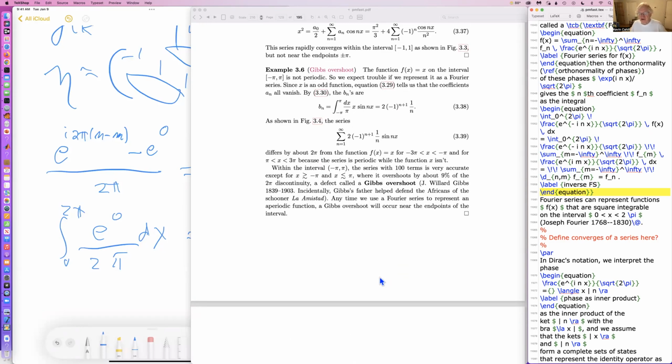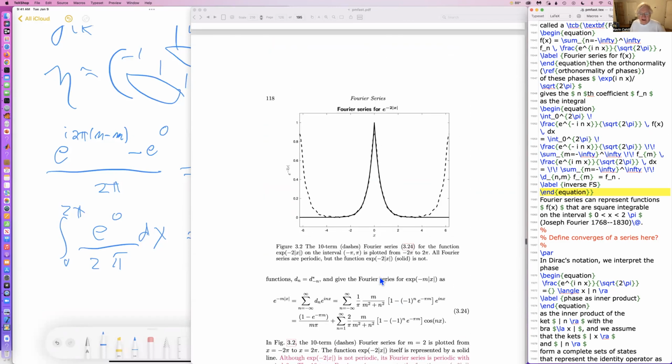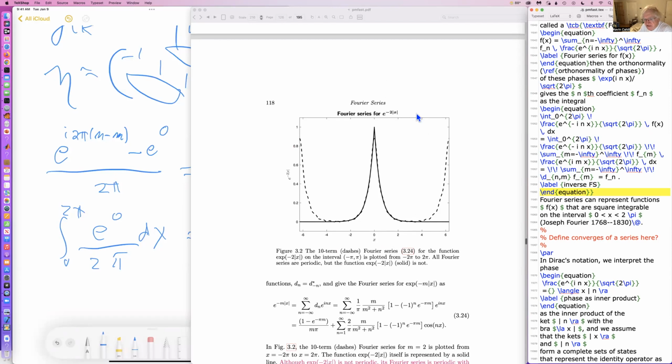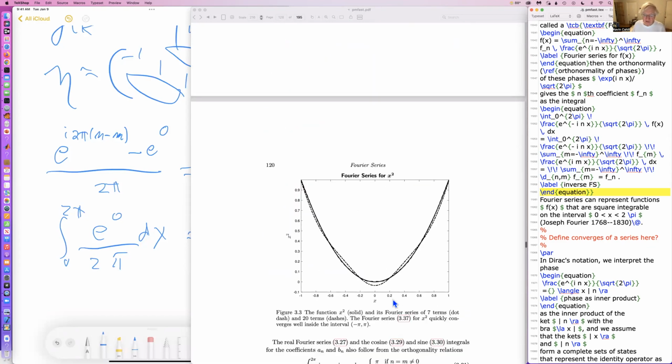There's something called the Gibbs Overshoot, and maybe the best way to illustrate it actually is to go back here. You see, because this function is not periodic, its Fourier series, of course, is periodic, and so the Fourier series is this dashed thing. And so the Fourier series fits the function from -pi to pi. But as you get past below -pi or above pi, it deviates. And so there's automatically some jitter there. In other words, the Fourier series doesn't fit the function quite so well at the endpoints of the interval. And this is called the Gibbs Overshoot.